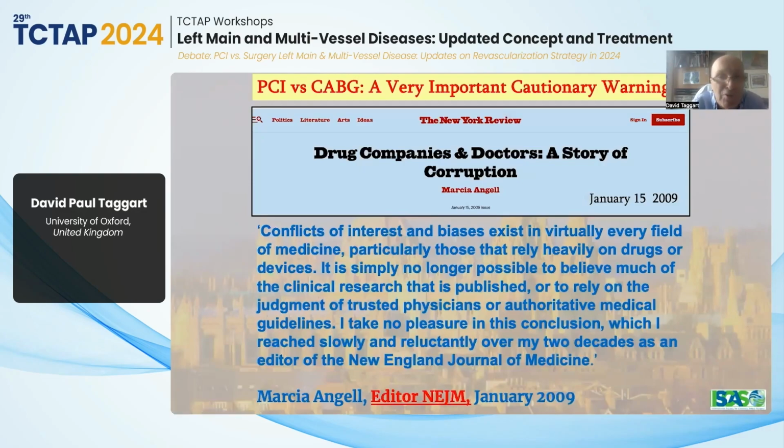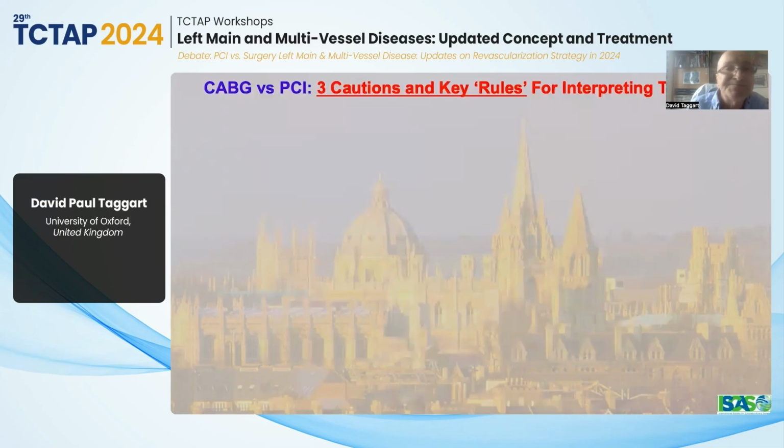I'm going to start with this quote from Marcia Angell, former editor of the New England Journal of Medicine. She said, conflicts of interest and biases exist in virtually every field of medicine, particularly those that rely heavily on drugs or devices. It is simply no longer possible to believe much of the clinical research that is published or to rely on the judgment of trusted physicians or authoritative medical guidelines. I take no pleasure in this conclusion, which I reached slowly and reluctantly over my 2 decades as an editor of the New England Journal of Medicine. And that statement is particularly relevant to what's been happening with PCI and CABG.